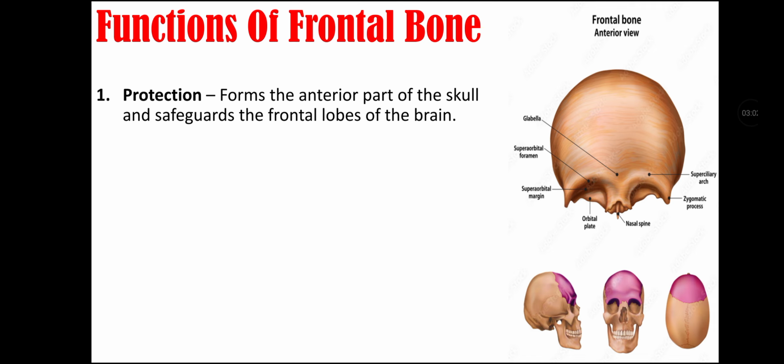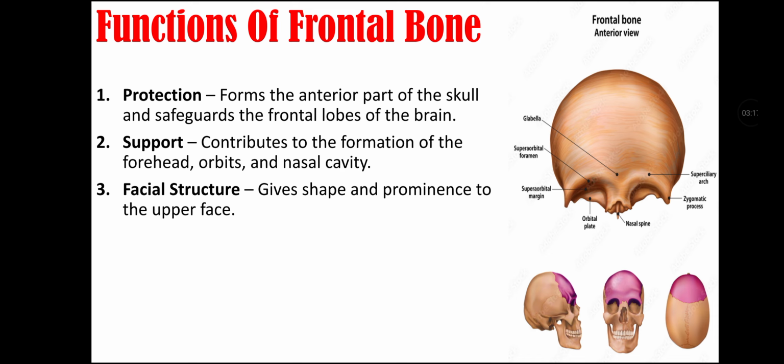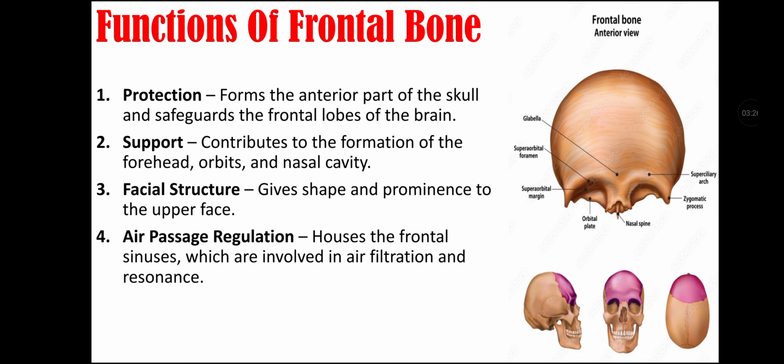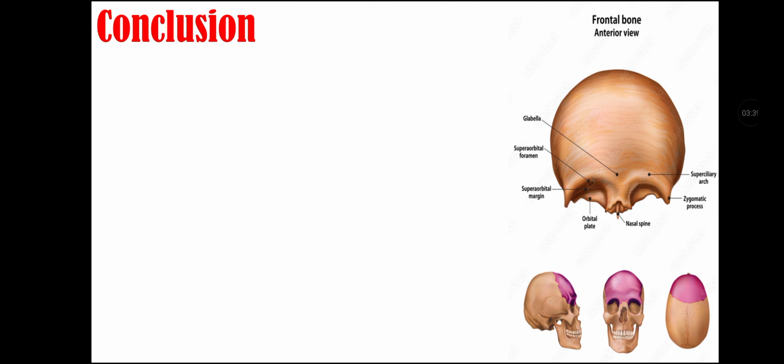Functions of frontal bone. First function is protection, as frontal bone forms the anterior part of skull and safeguard the frontal lobes of the brain. Second function is support, as frontal bone contributes to the formation of forehead, orbits, and nasal cavity. Third function is facial structure, as frontal bone gives shape and prominence to the upper face. Fourth function is air passage regulation, as frontal bone houses the frontal sinuses which are involved in air filtration and resonance. Fifth function is attachment, as frontal bone provide anchoring point for muscles of facial expression.